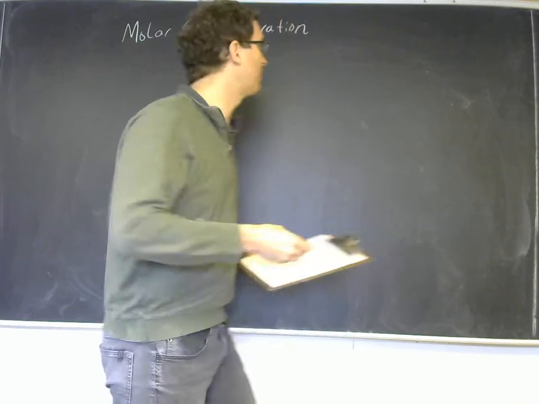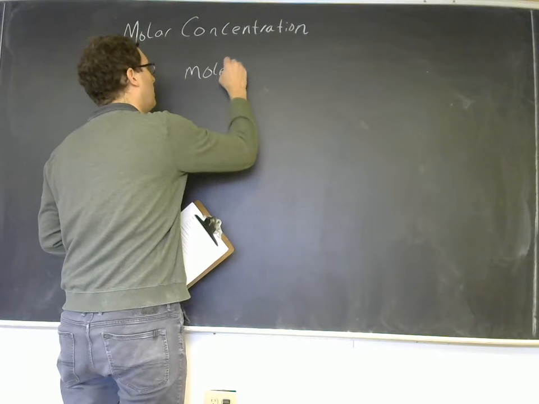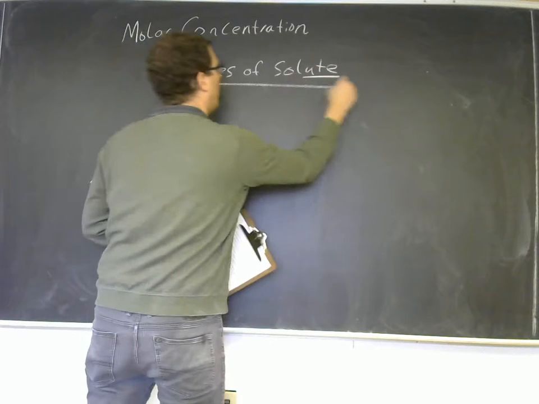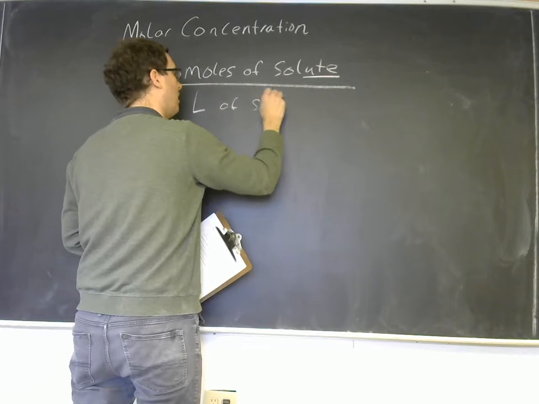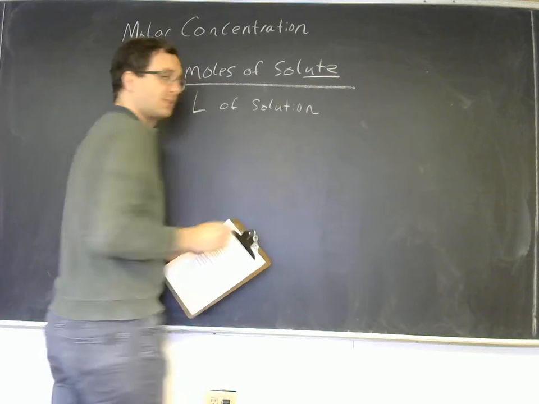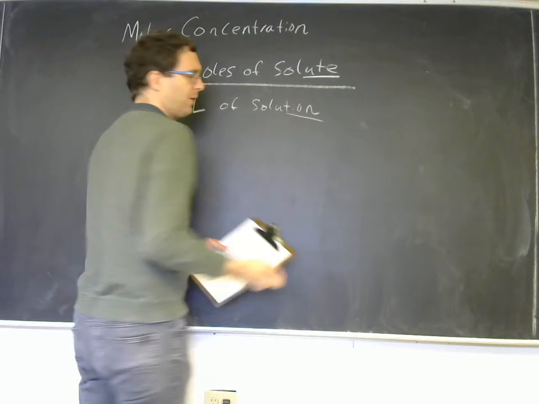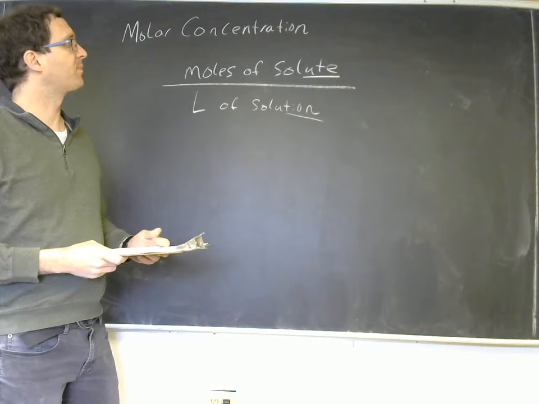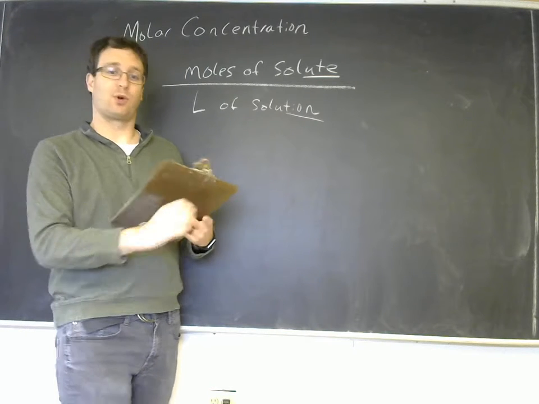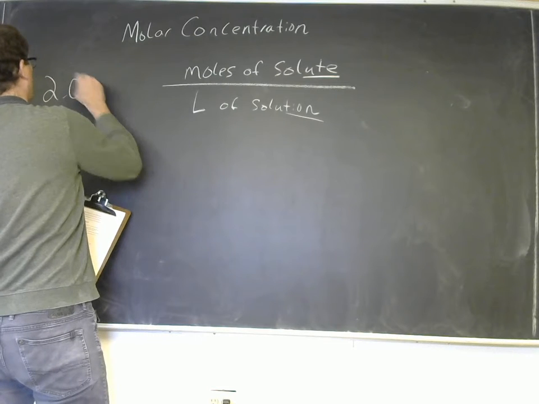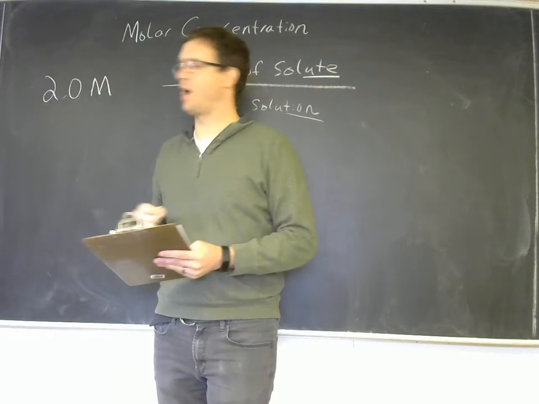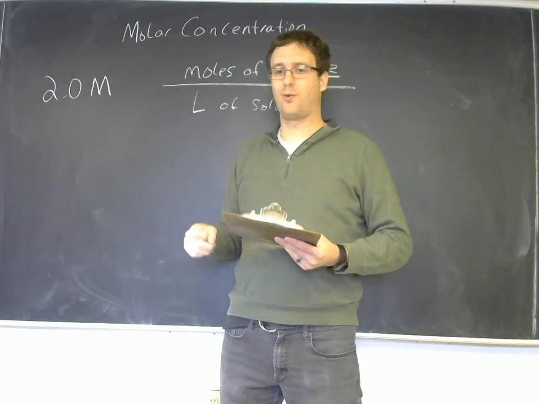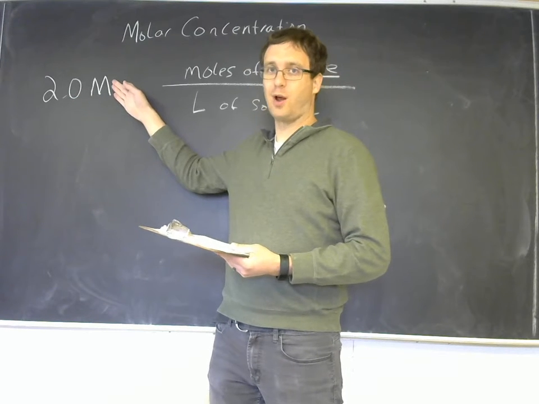The molar concentration is defined as moles of solute over liters of solution. I really want to emphasize that that's liters of solution, not liters of solvent. So if I want to make a 2.0 molar solution of sodium chloride, that capital M means it has a molar concentration of 2.0 molar, or in other words, 2 moles of sodium chloride for every liter of solution.